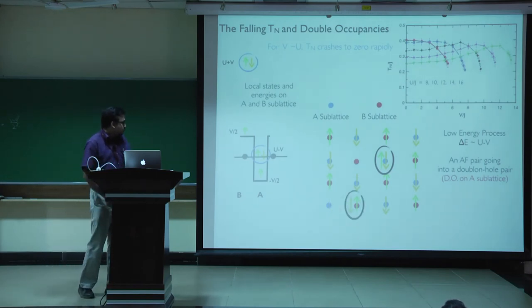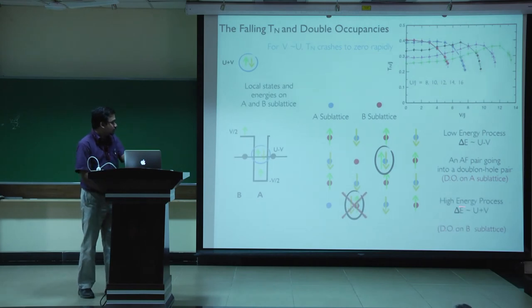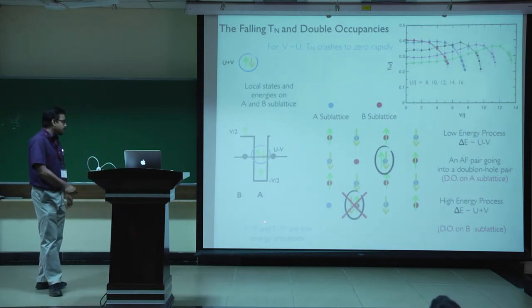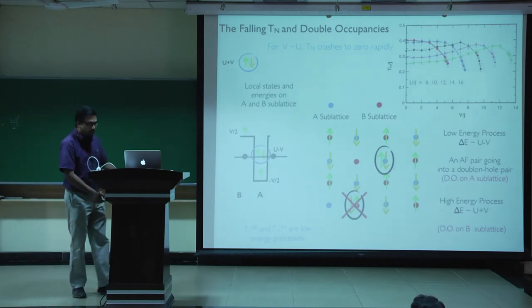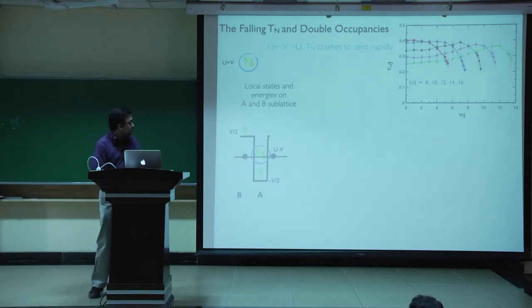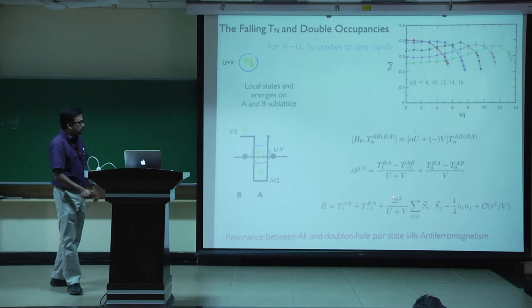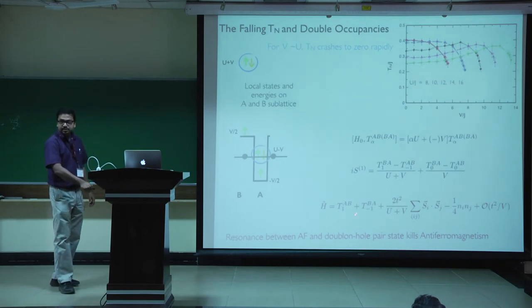Okay? And if you do the other way around, however, you still have a high energy process, and hence this is still a forbidden process. So T, in the formal way of saying it, T1AB and T-1BA are low energy processes. So you have to modify your e to the power accordingly. And from this, you get a new Hamiltonian, which has this Si dot Sj term.